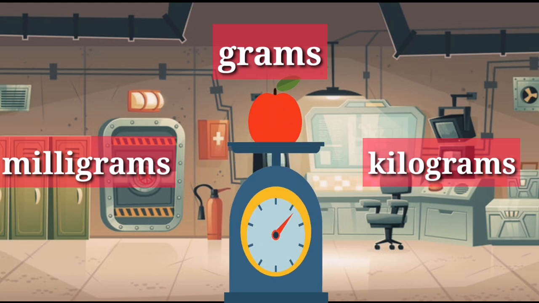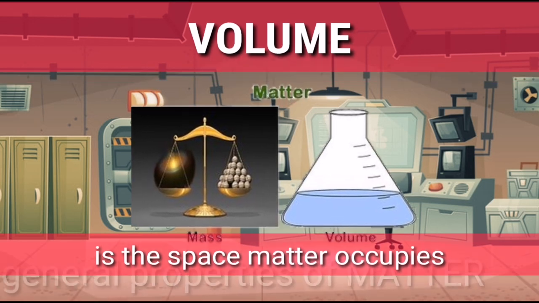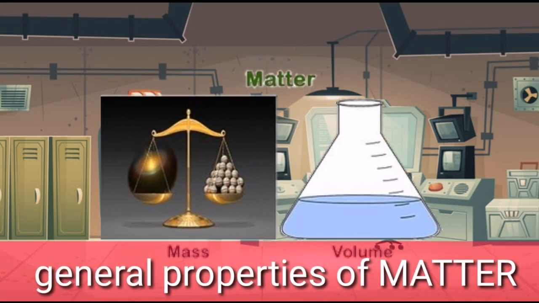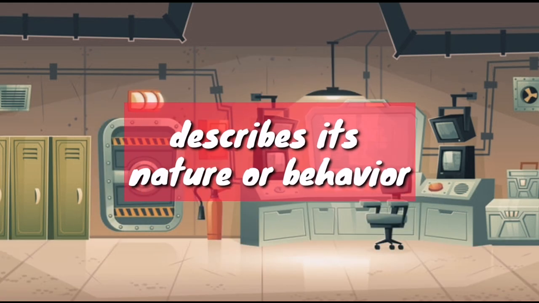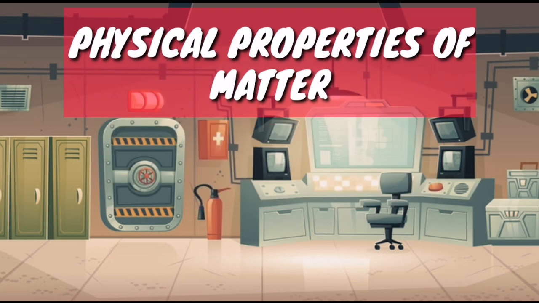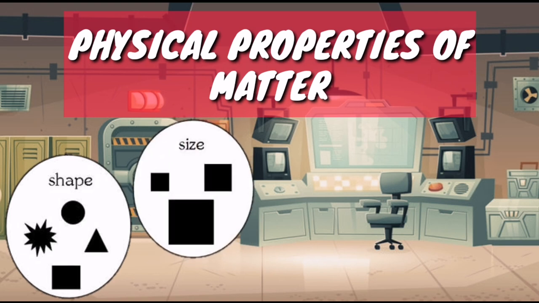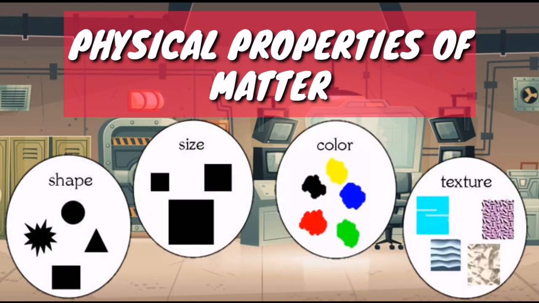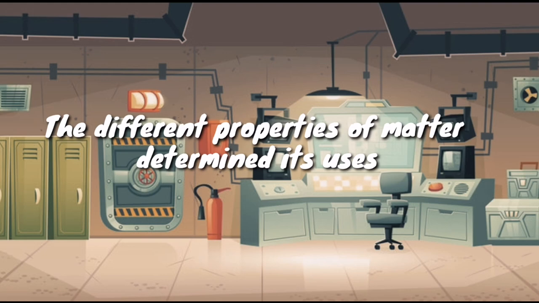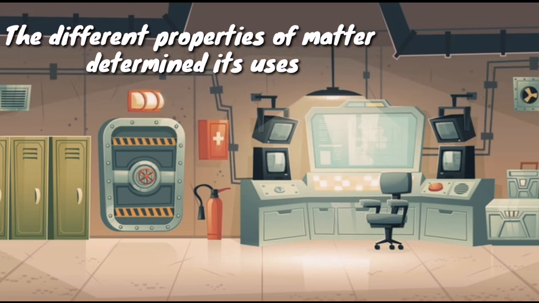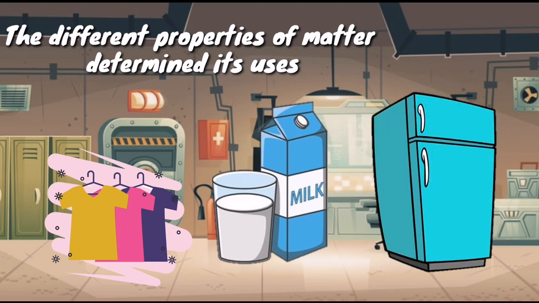The space that matter occupies is called volume. Mass and volume are the general properties of matter. A property of matter describes its nature or behavior. Properties that can be measured or observed, such as shape, size, color, and texture, are called physical properties. The different properties of matter determine its uses. Some objects or materials have properties that set them apart from other materials.